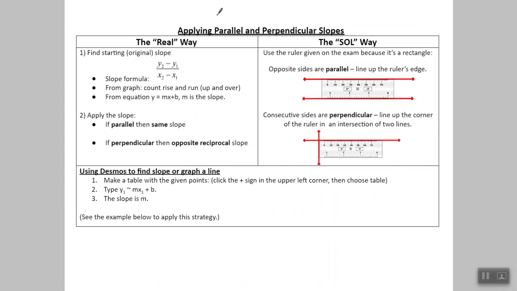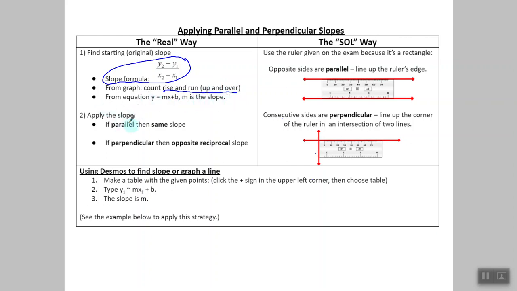Let's talk a bit about slope, applying parallel and perpendicular slopes. There's the real way to do slope, and then there's the SOL way to do slope. Really, we do need to know the slope formula anyway, no matter if we're thinking about the SOL way where we use their ruler. Using the slope formula, y sub 2 minus y sub 1 over x sub 2 minus x sub 1, or from the graph, we can count the rise and run going up and over, or down and over, or from an equation, m is the slope.